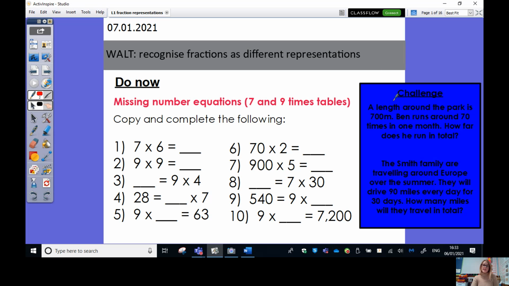If you're feeling up for a challenge today, you've got some word problems to have a go at as well. So try and stretch yourself and have a go at those. If you pause the video, you can copy down and have a go at the questions and come back when you are ready. Off you go.